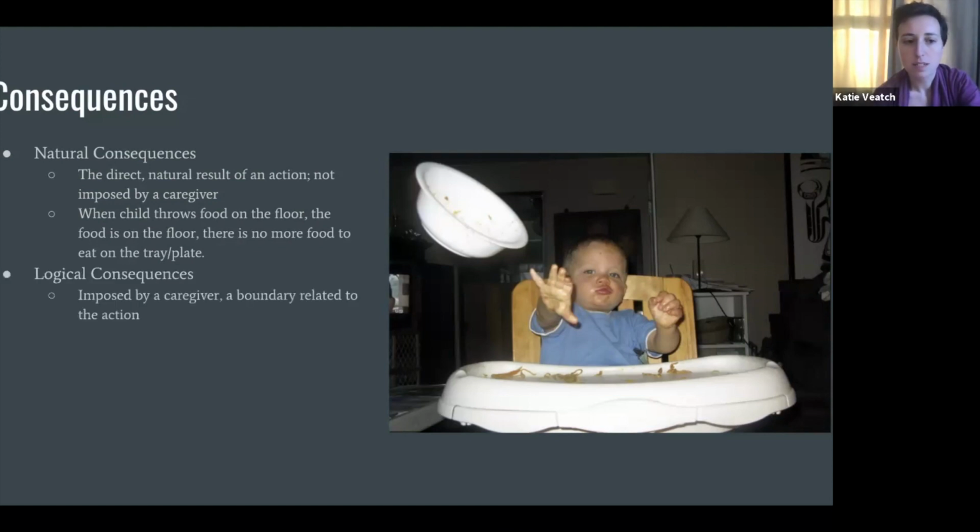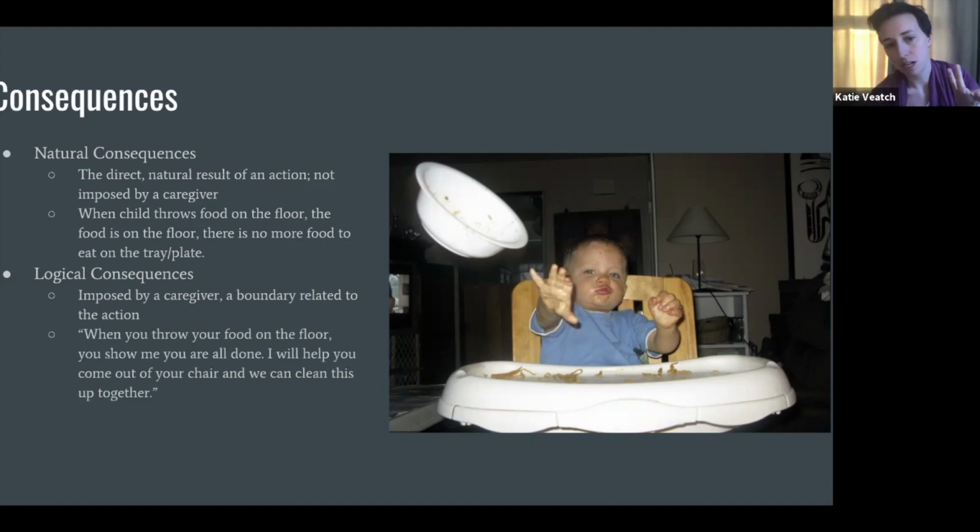A logical consequence is imposed by a caregiver or a parent, and it's a boundary related to the action. So you dump your food on the floor, and I say, I noticed that you dumped your food on the floor. You're not very interested in eating. I think you're all done. And I might help a child get down. That's because I've decided that they're playing. They obviously want to come down and play. We're done. There we go.